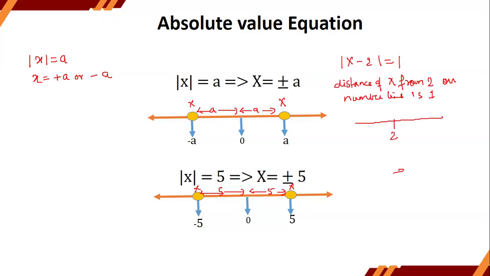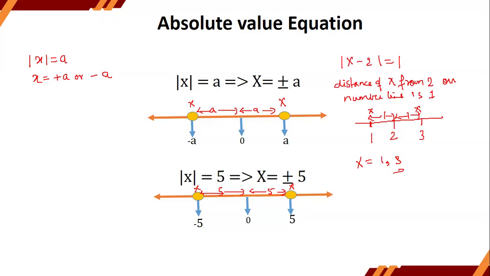That is on the left-hand side of 2, as well as on the right-hand side of 2. So what is this distance? 1 unit, and here again it is 1 unit. So on the right-hand side, x will take the value 3, and on the left-hand side, x will take the value 1. So what are the solutions of this equation? x is equal to 1 and 3. So hope this is clear.